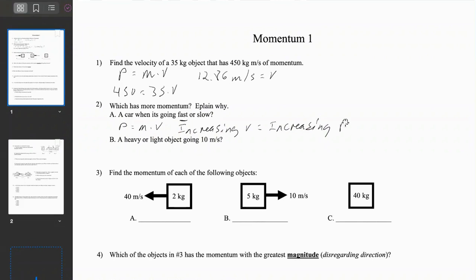A heavy or a light object going 10 meters per second? Well, a heavy object, because again, momentum is mass times velocity, and if we increase the mass, we'll increase the momentum.